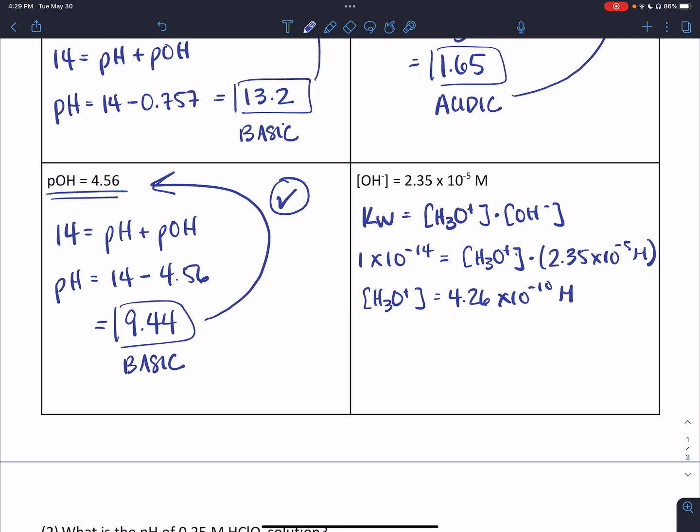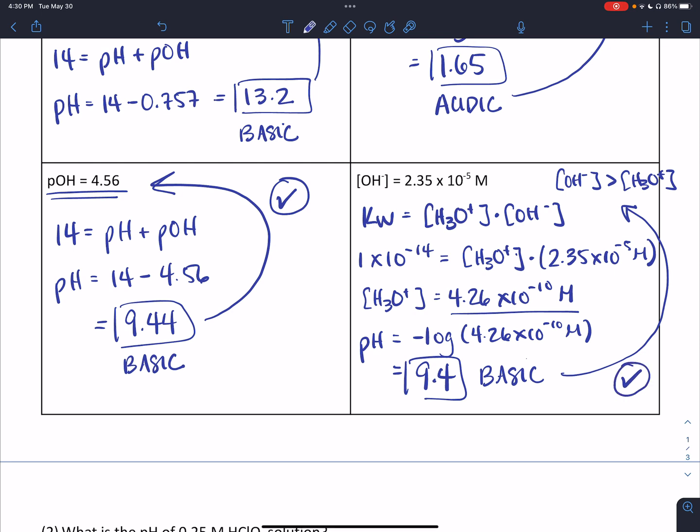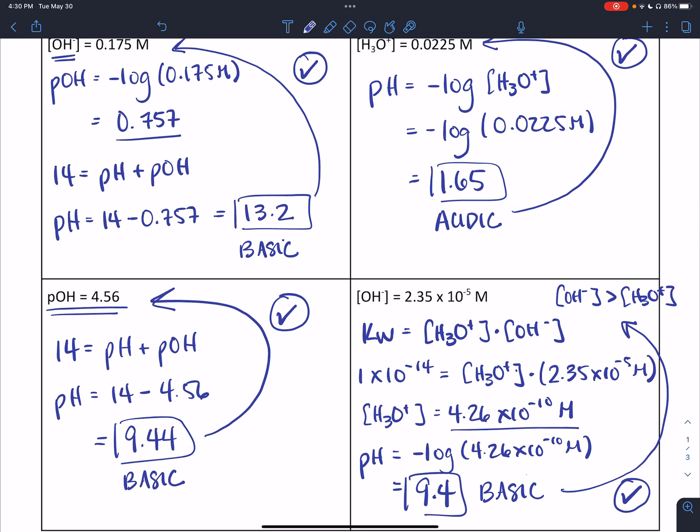And if I look, my concentration of OH minus is greater than my concentration of H3O plus. But I'm not finished. This is not what the problem asks for. It wants the pH. So I'm going to take the negative log of 4.26 times 10 to the negative 10th, and I get a pH value of 9.4. Well, that is basic according to the scale. And if I look at my comparison, I have more hydroxide present than hydronium, which means that the solution should, in fact, be basic. So that is a good answer. So those are just some examples of how to move around the box.